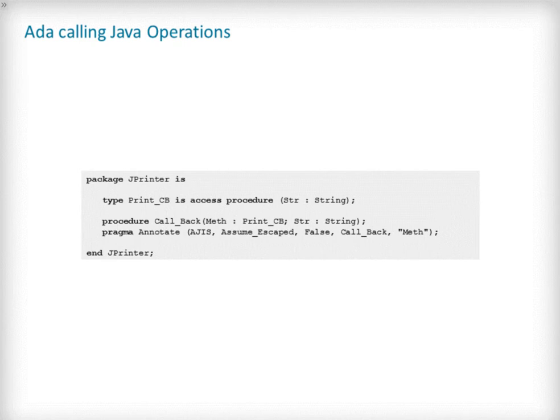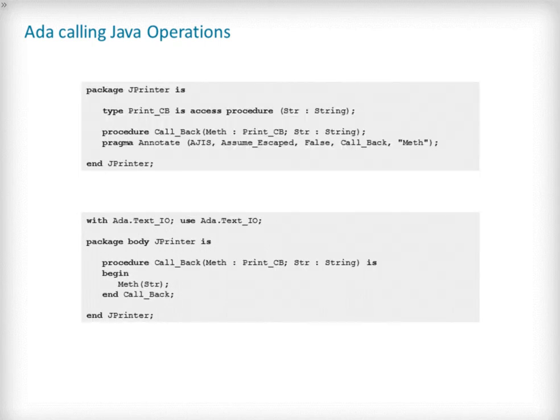Notice the application of the pragma annotate to the meth access to subprogram parameter. This must be applied, otherwise the object coming from Java will be considered non-escapable and an exception will be raised at runtime. The implementation of the callback subroutine is fairly simple. It passes the string parameter as an argument to the access to subprogram's target. The key here is that Ada to Java is going to generate a code infrastructure that allows Java operations to be passed to the Ada code as the target of the access to subprogram type.